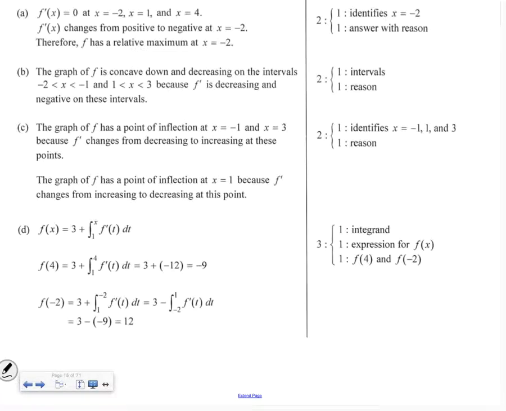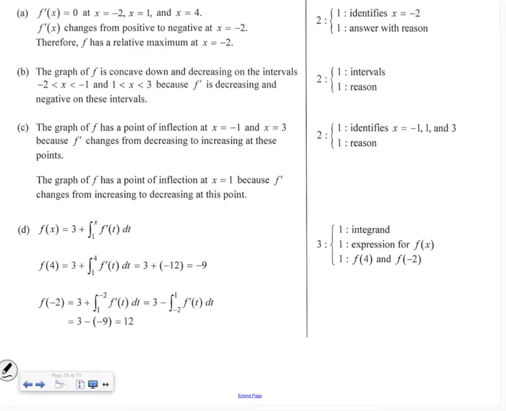All right, so our scoring guidelines. For part A, you get 1 point for identifying x equals -2 and 1 point for your answer with reason. Part B, you get 1 point for your intervals, -2 to -1 and 1 to 3, and then 1 point for your reason. Part C, you get 2 points for identifying that points of inflection occur at -1, 1, and 3, and 1 point for your reason, which was f double prime changes sign.